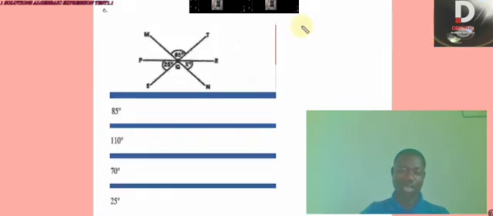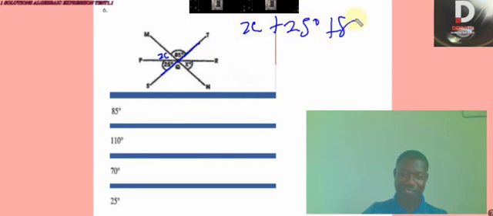Good. This one too is asking you to find the value of x. Right, so watch me. I can choose to pull the x here. If this is x, this is vertically opposite, so here is also x. Then I use this straight line principle. So I can say x plus 25 degrees plus 85 degrees must give me 180. Isn't it? Yes, straight line. I put this one here.